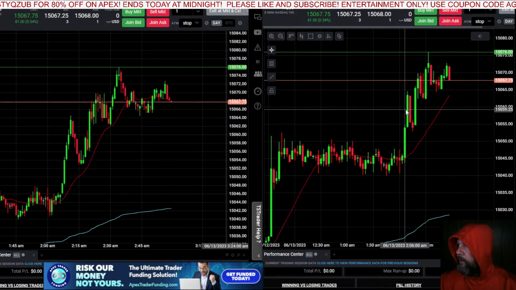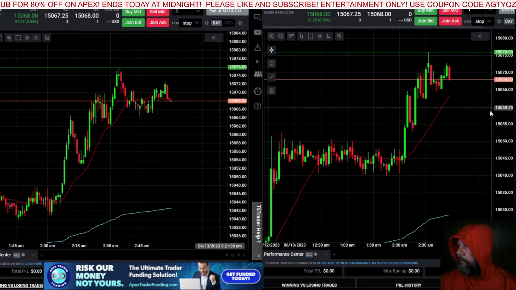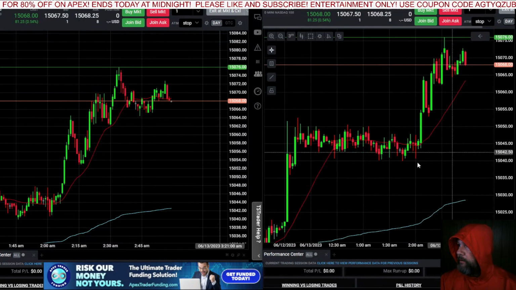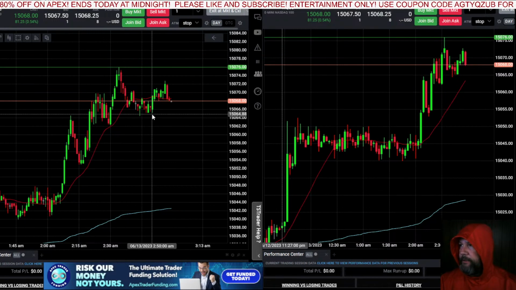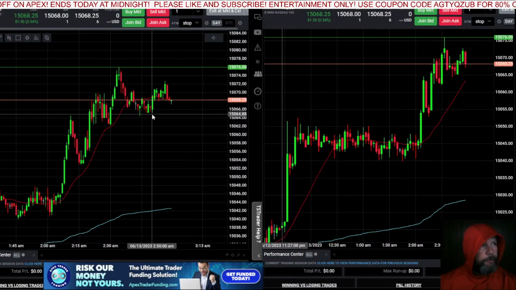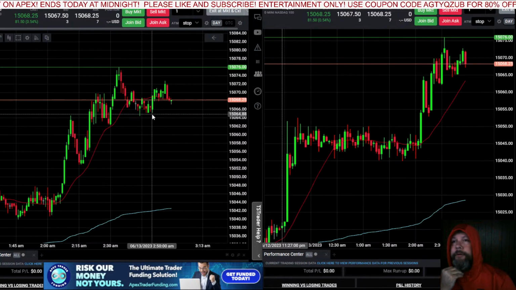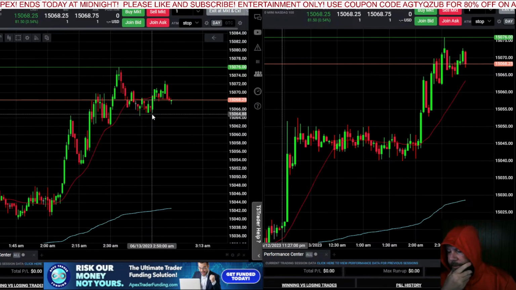What I usually look for, I like to have a market structure shift on both the 3-minute and the 1-minute, or at least know that it's forming on the 3-minute when it happens on the 1-minute. And then we kind of take the entry from there. So we're approaching the 3 a.m. hour here. Let's see what happens at the open here.